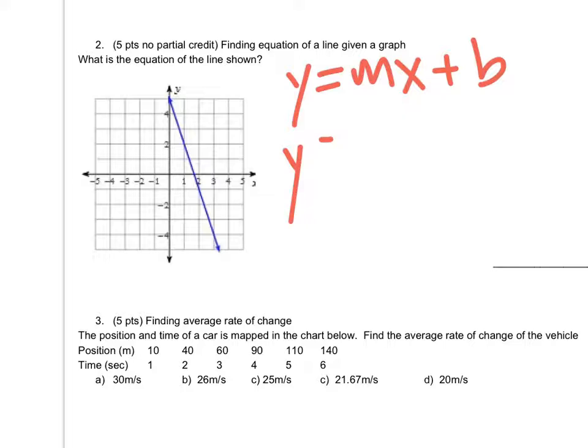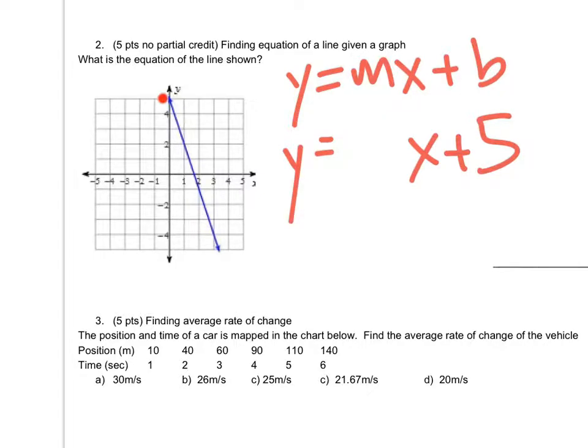And so the first thing that we're going to do is find the y-intercept, the b. Where does it cut across the y-axis? About right there, and that looks like a positive 5. Alright, so b is 5. We know the x is standard, right? But what is the m?